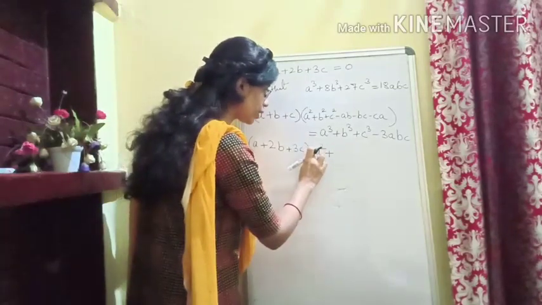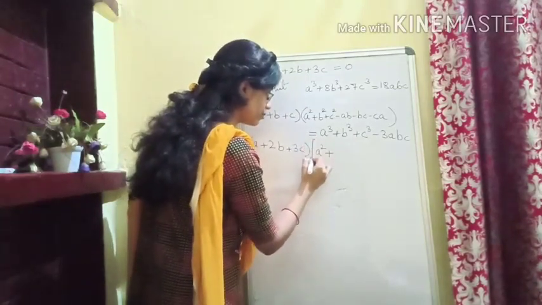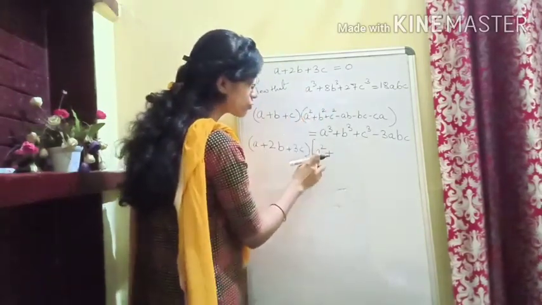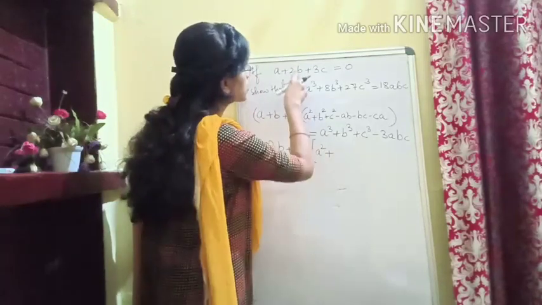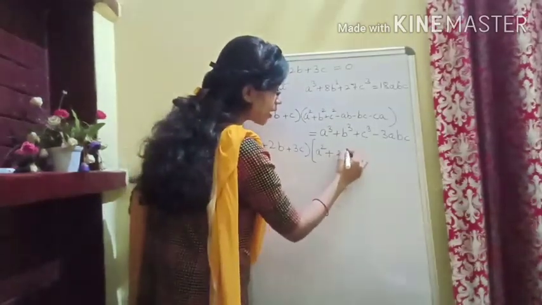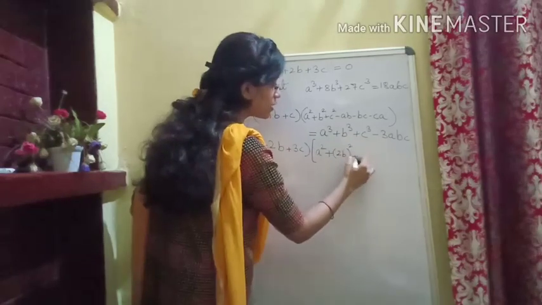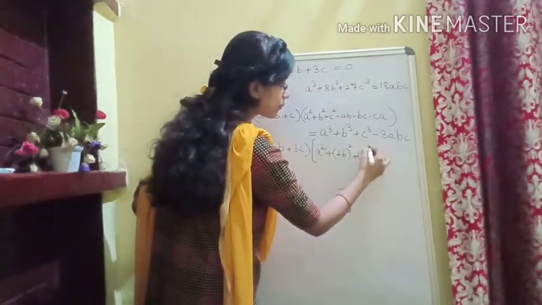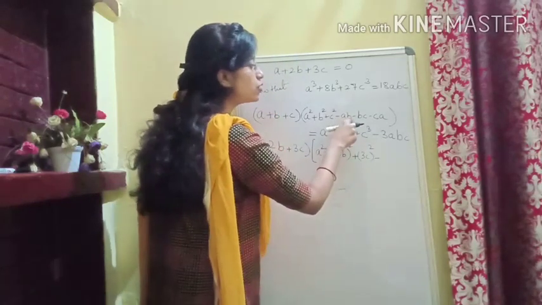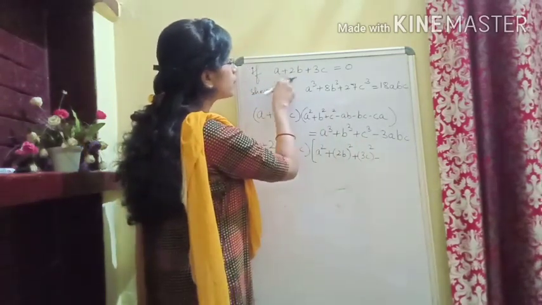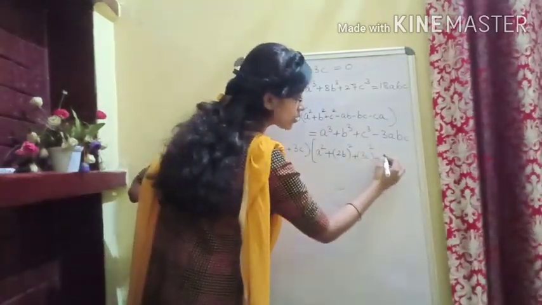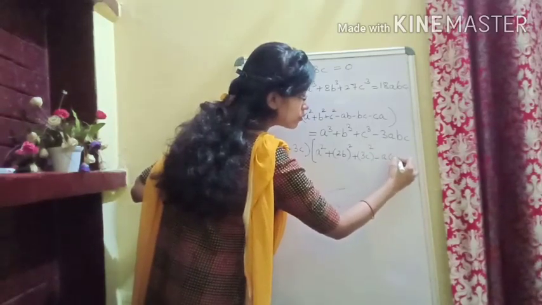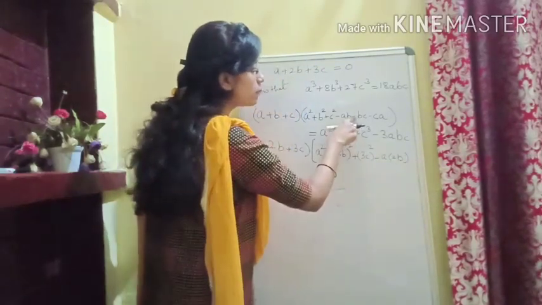Otherwise, if you want me to write, I can write it. Okay, it is A square plus B square. What is our B? 2B and the square, plus C square. What is our C? 3C and the square, minus A into B. So A is A, B is 2B. So let me first write A into B. Is it clear? Then minus.